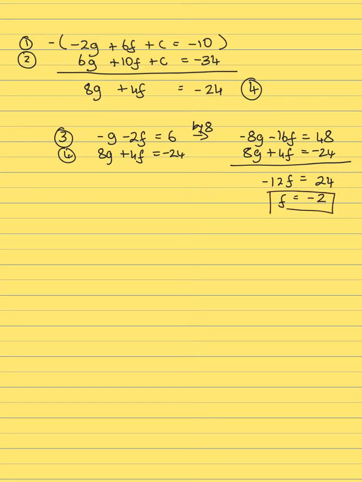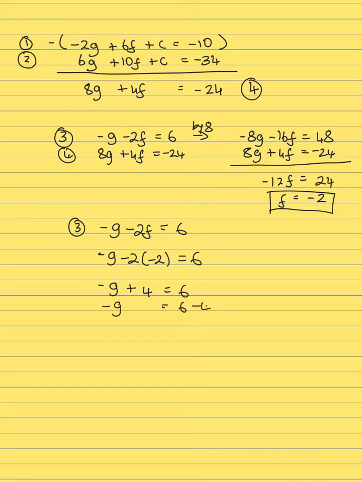So we now have one of the variables. We now go back and work that in to get g. So if we look at equation 3, -g - 2f = 6. -g - 2(-2) = 6. -g + 4 = 6. -g = 6 - 4. -g = 2. In other words, g is equal to -2. And that means that the centre of the circle, (-g, -f), is equal to (2, 2).